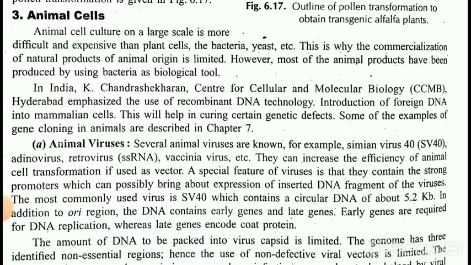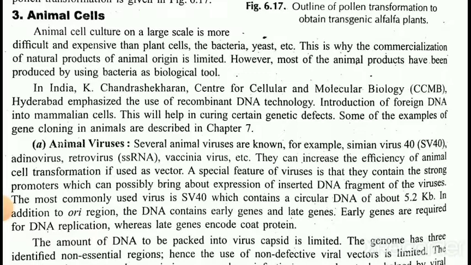3. Animal cells. Animal cell culture on a large scale is more difficult and expensive than plant cells, bacteria, yeast, etc. This is why the commercialization of natural products of animal origin is limited. However, most of the animal products have been produced by using bacteria as biological tool. In India, K. Chandrasekharan, Center for Cellular and Molecular Biology, CCMB, Hyderabad emphasized the use of recombinant DNA technology for introduction of foreign DNA into mammalian cells. This will help in curing certain genetic defects. Some of the examples of gene cloning in animals are described in Chapter 7.